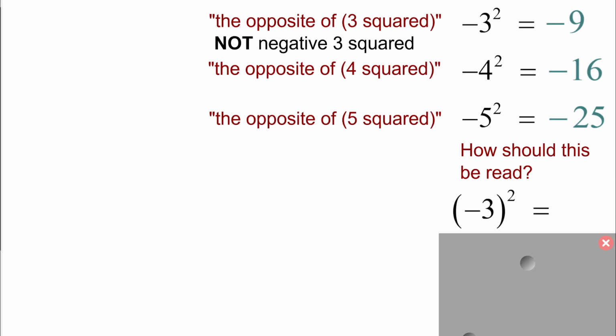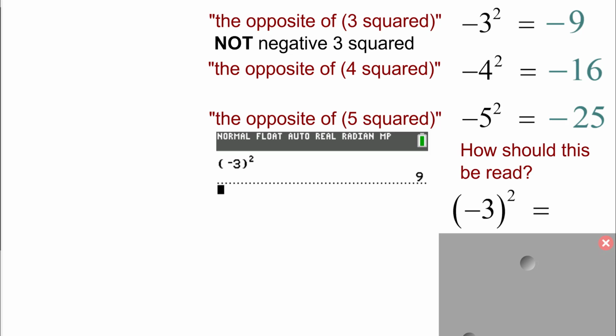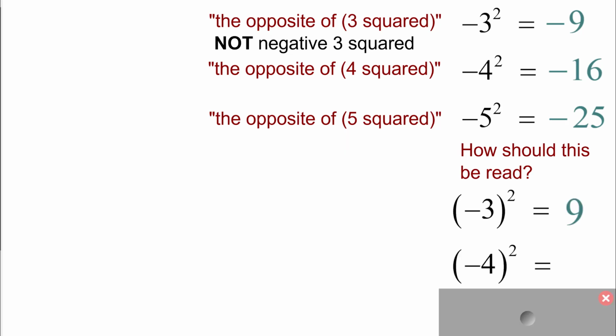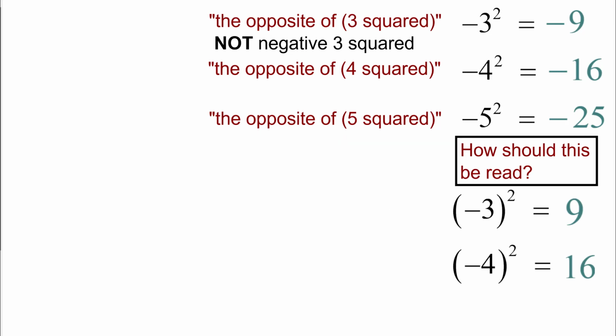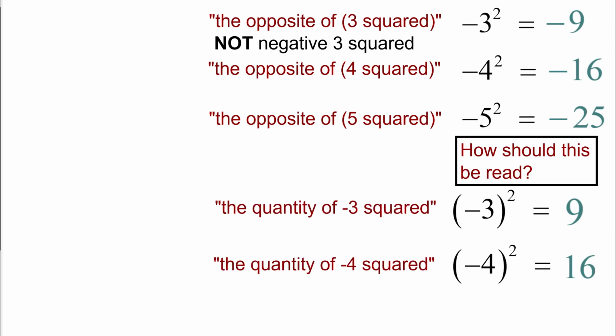This expression, how would that be done with and without a calculator? It's +9, and this is +16. How should this be read? We're saying the quantity of -3 squared.